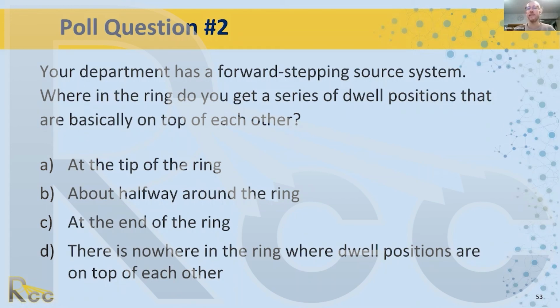So your department has a forward stepping source system. Where in the ring do you get a series of dwell positions that are basically on top of each other? This is where the friction happens and the source is supposed to be moving, but because of friction, it doesn't move very much. Where does this happen? At the tip of the ring, at the end of the lumen, about halfway around the ring, at the very end of the ring, or there is nowhere in the ring where the dwell positions are on top of each other. Again, don't worry about right or wrong.